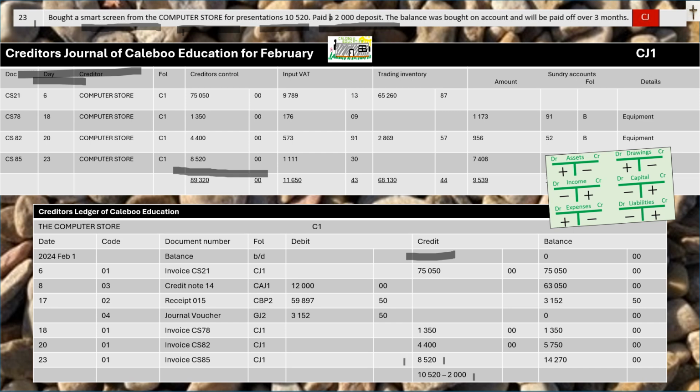And there it is in the credit column, 8,520. And how did I get that? As I explained, the purchase price minus the deposit. And your balance now goes from 5,750 plus the 8,520. We owe the computer store on the 23rd 14,270.